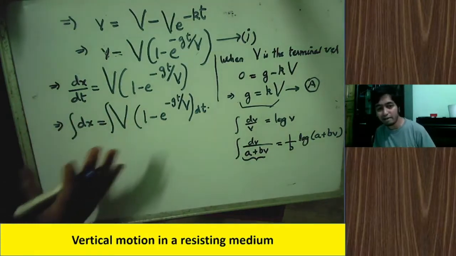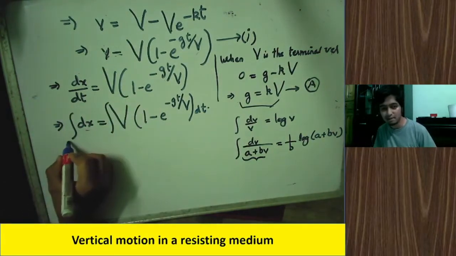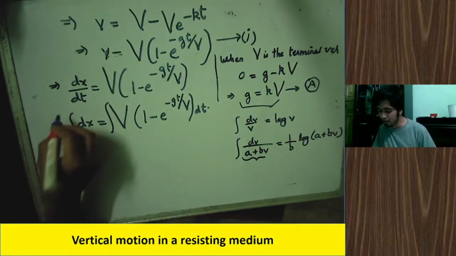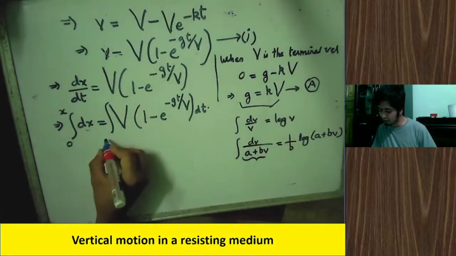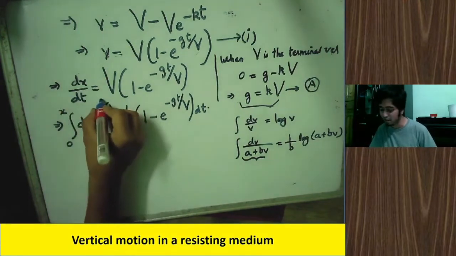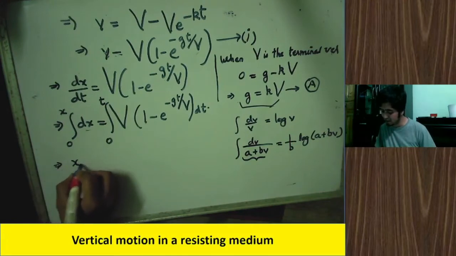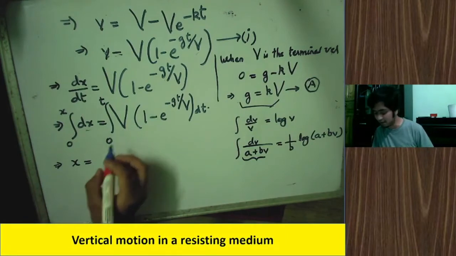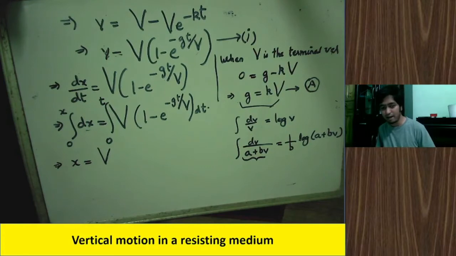Now we are integrating again from the point O to the point P. At the point O, the distance is 0 because it is starting from that point. At the point P, the distance is x. At the point O, the time is 0 and it takes time t to reach the point P. So we will be having this. Substitute the limits. Capital V is a constant because it is a terminal velocity. Right, so we'll be having this.